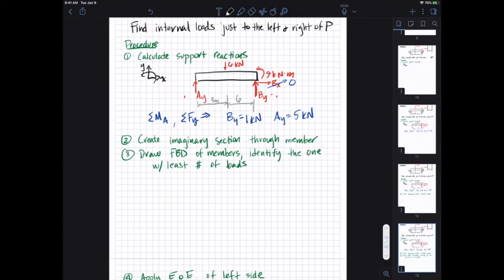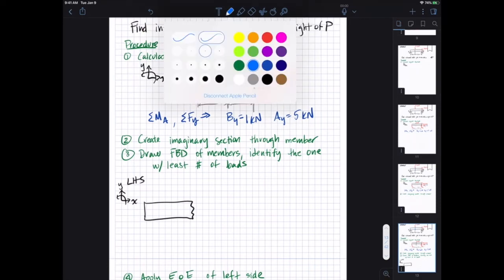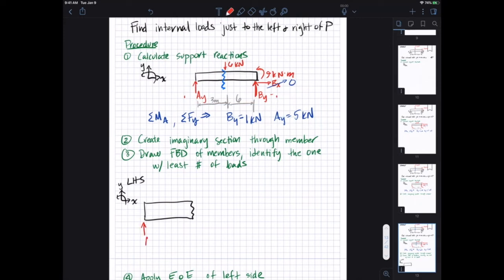So we'll take the left-hand side first, draw a coordinate system, and where that section is, we'll still apply AY. We're just to the left, for right now, the left-hand side. And using our positive force sign convention for internal forces, we'll draw a tensile normal force, a shear force that creates a clockwise rotation, and then a happy moment, a positive concave moment here.